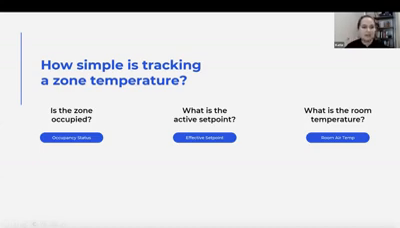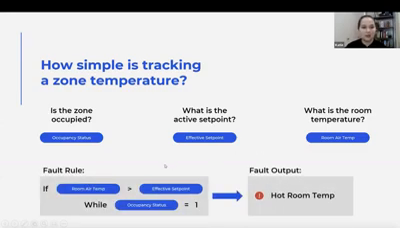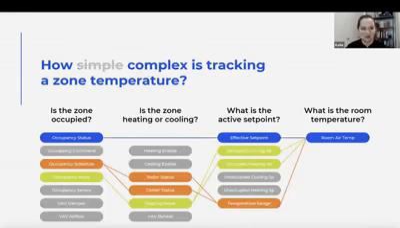So easy. Let's look at when the zone's occupied, what's my set point, and what's my room temperature. So I say when my room air temp is higher than my set point, when I'm occupied, I want to know. Easy, right? You just take that fault, you copy it, and you paste it all over campus in all of your zones, right? No.